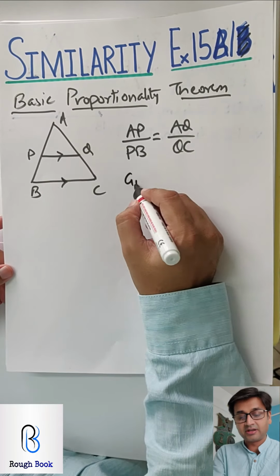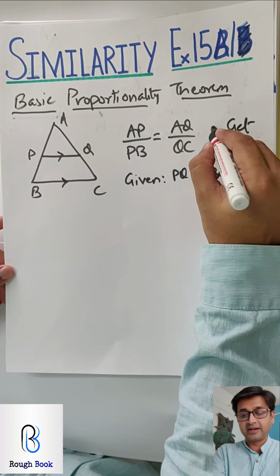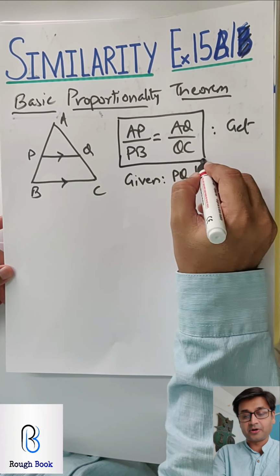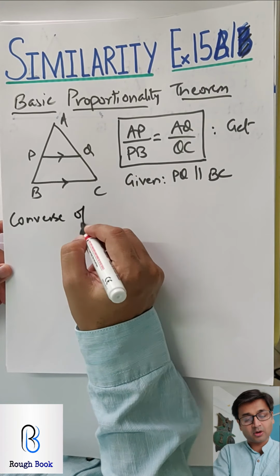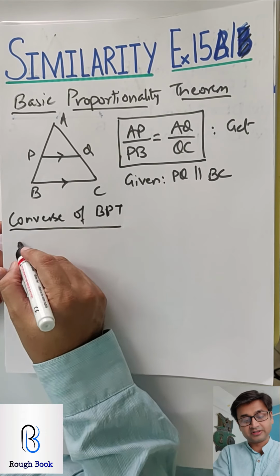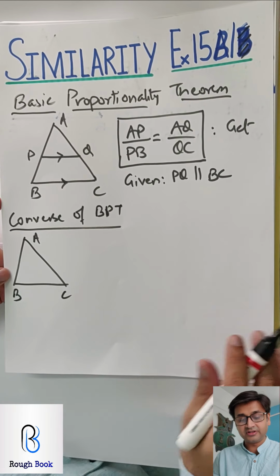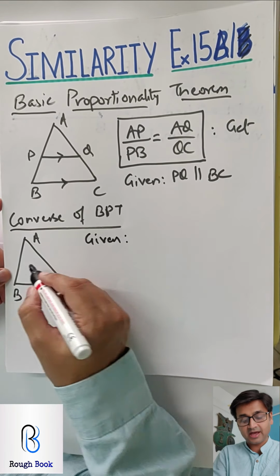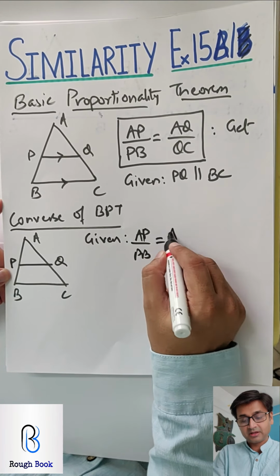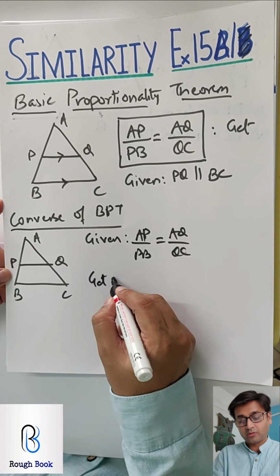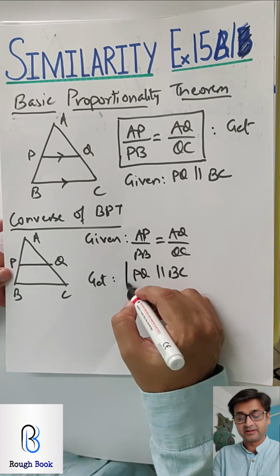So basically you are given that PQ is parallel to BC, and what do you get? You get AP upon PB equals AQ upon QC. The next one is the converse of BPT. So what is the converse? You've got a triangle ABC. The converse is exactly opposite of this. So this time you are given that AP upon PB is equal to AQ upon QC. What can you say? PQ is parallel to BC. So this is given, and this is what you are getting this time.